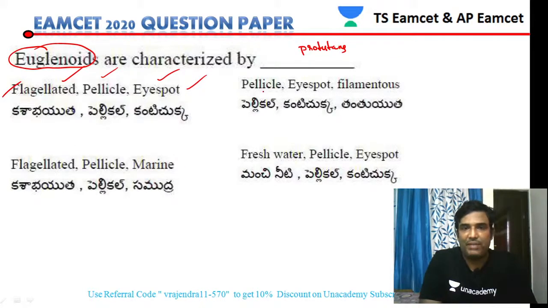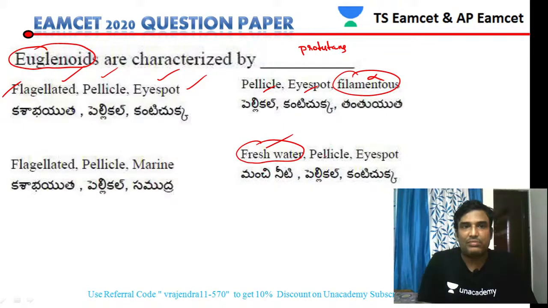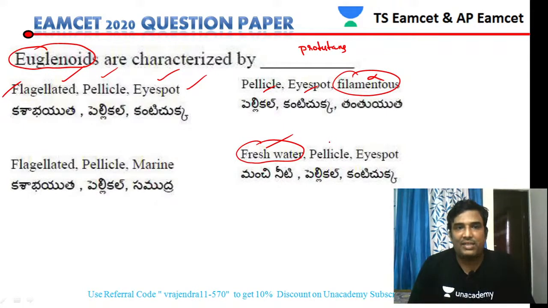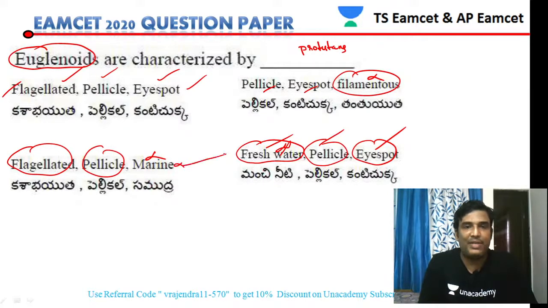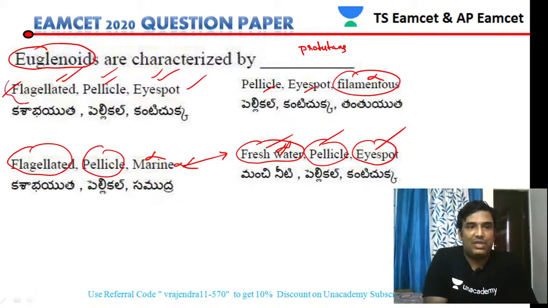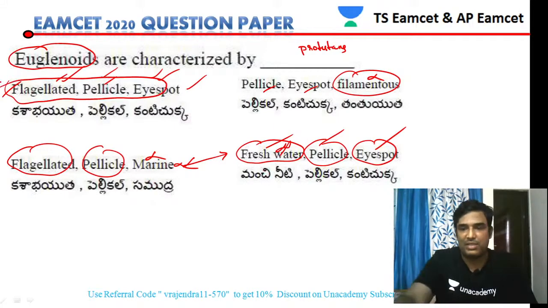Then if you see here, pellicle and eye spot are present, but they are not filamentous. So this is wrong. Then, it is freshwater, no doubt about it, but freshwater is not a characteristic. If the question is asking about the euglenoids' own characters, it's not habitat. So this cannot be the right one. Next, flagellated, pellicle, it is not marine, and the question is also not asking about their habitat. The question is asking about the characteristics, which are eye spot, pellicle, and flagella. So this is the right statement and the right answer.